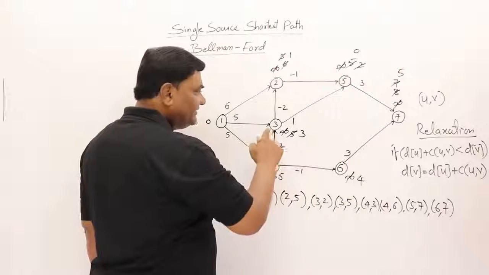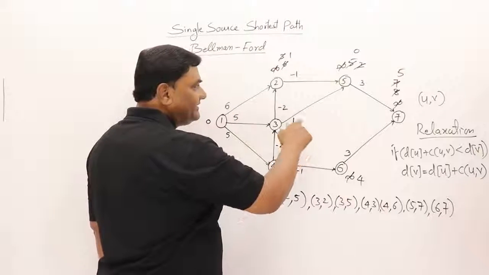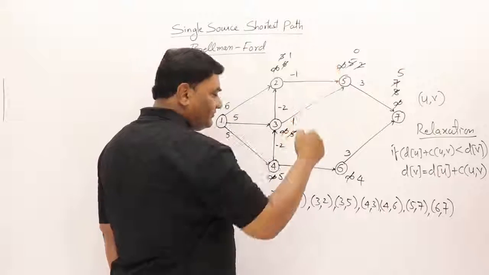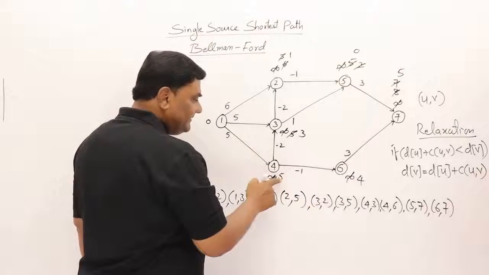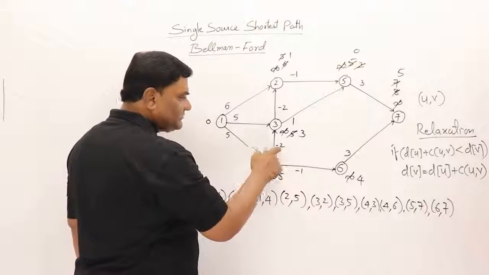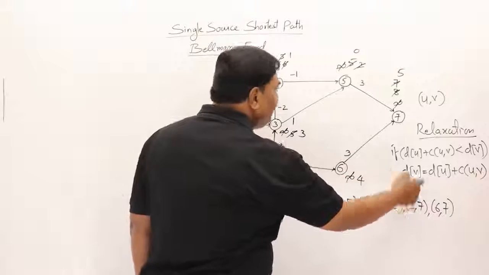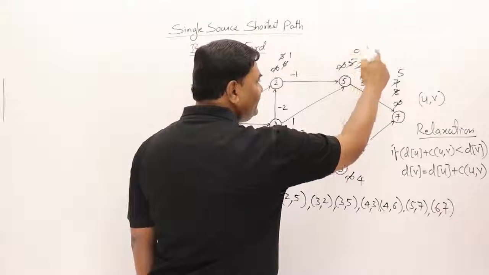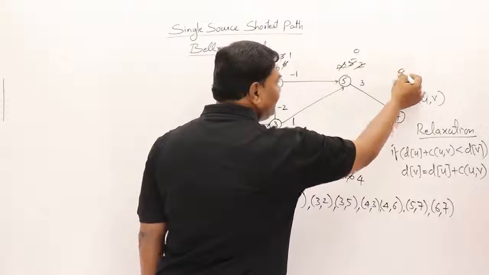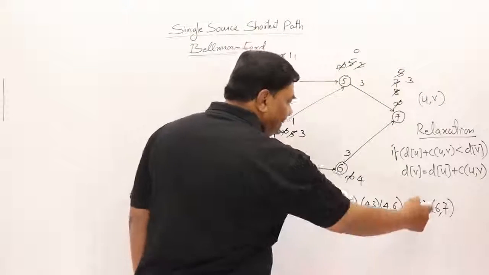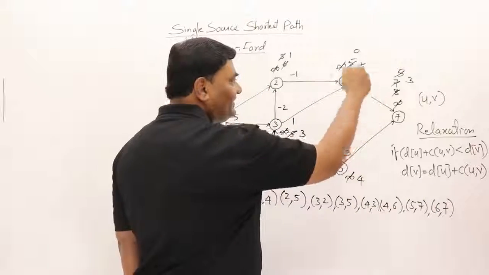Then 3 to 5. So this is 3 plus 1, 4. Already it is 0. That is better. 4 to 3. 4 to 3 is how much? 5 minus 2. That is 3. No change. 4 to 6. 4. No change. 5 to 7. 5 is how much? 0. 0 plus 3. 3. This becomes 3. Then 6 to 7. 4 plus 3. 7. That 3 is better.